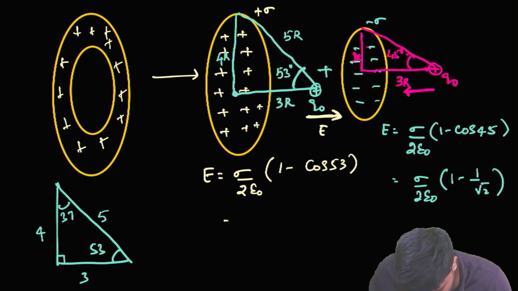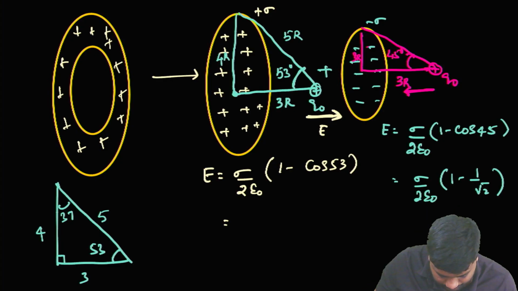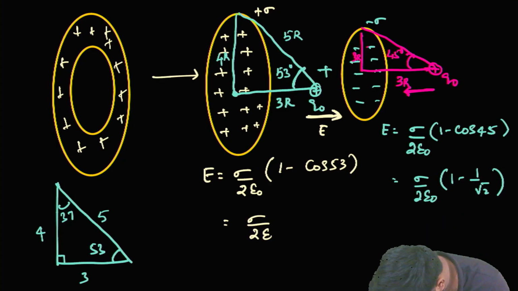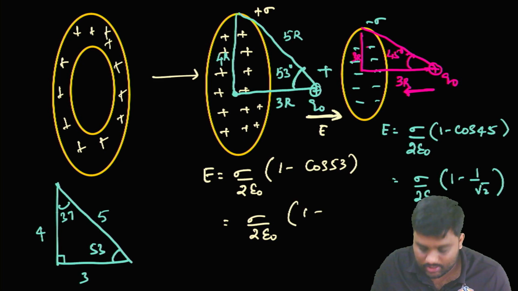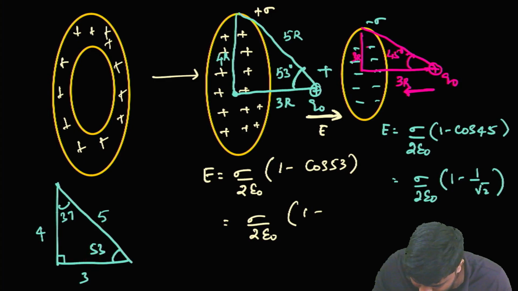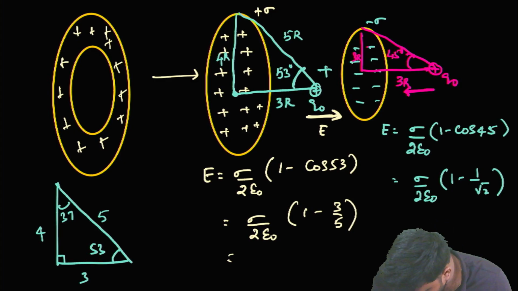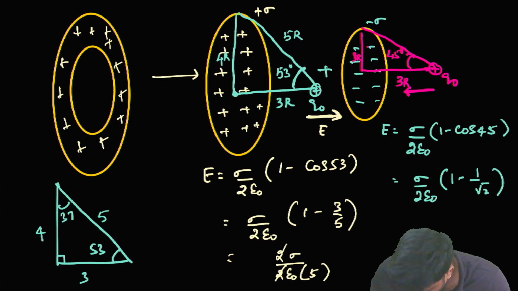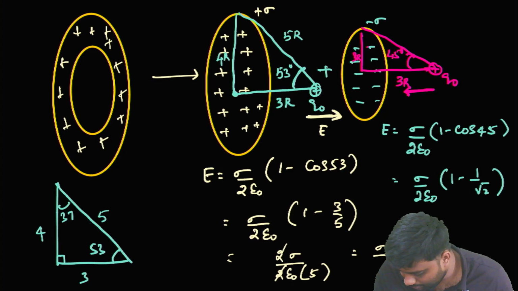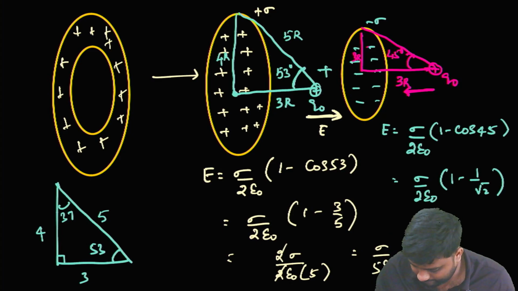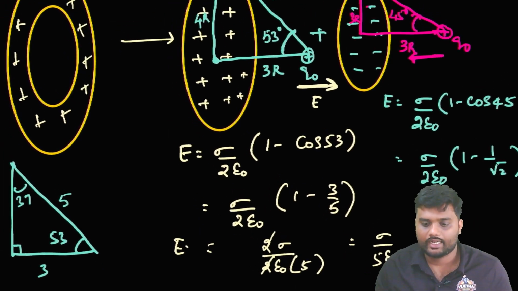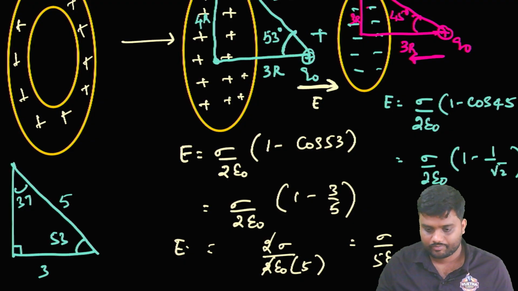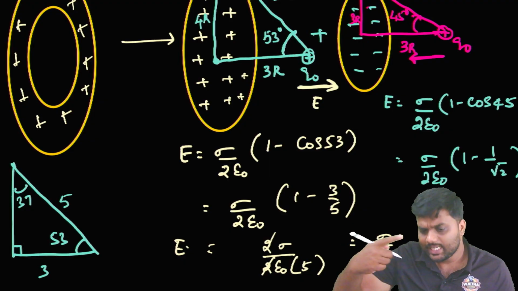So cos 53 in the sense, sigma by 2 epsilon naught (1 minus, for this one cos 53 is 3 by 5). It comes out to be 2 sigma upon 2 epsilon naught into 5. So the 2 gets cancelled. This is equal to sigma by 5 epsilon naught. This is the electric field. This is the electric field due to the bigger disk.